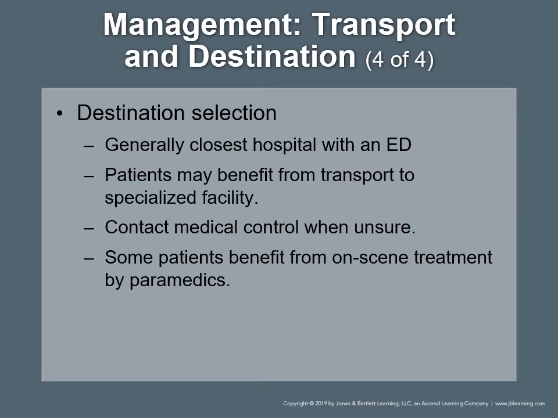Destination selection. Generally, the closest hospital with an emergency department should be your destination. At times, the patient will benefit from going to another hospital that is capable of handling his or her condition. If the patient experiences cardiac arrest during transport, immediately reroute to the closest hospital with emergency facilities. Contact medical control when unsure. Some patients may benefit from on-scene treatment provided by paramedics.